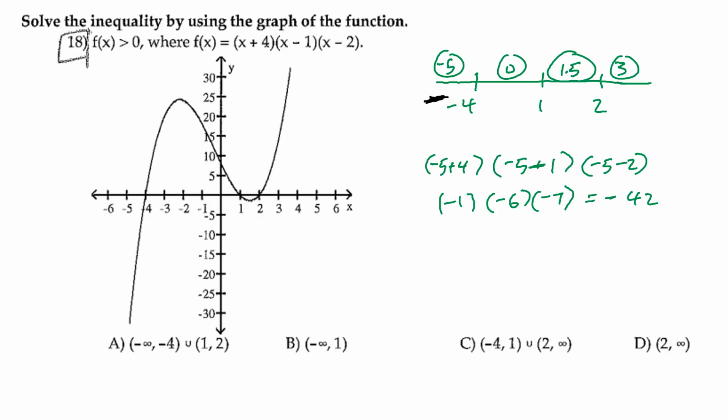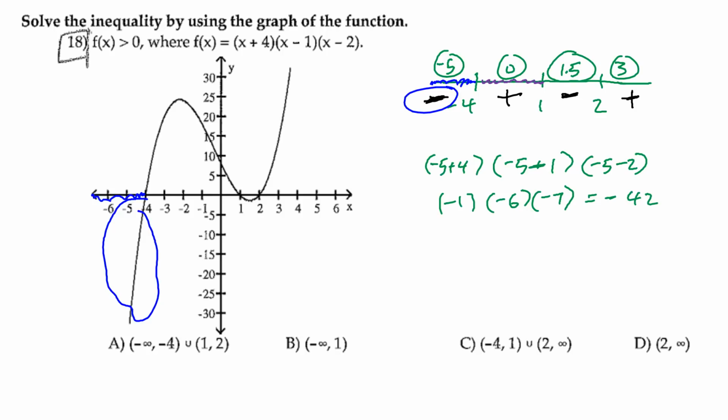If we input 0 the same way, we would end up with a positive answer. If we input 1.5 the same way, we would end up with a negative answer. And if we input 3, we'd end up with a positive answer. We could have gotten the same result from looking at the graph. If you notice that to the left of -4, we said that there was a negative value. So to the left of -4, you'll notice that everything is under the graph, so it's going to be negative.